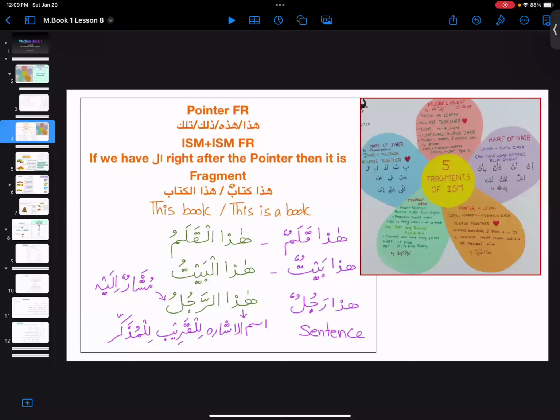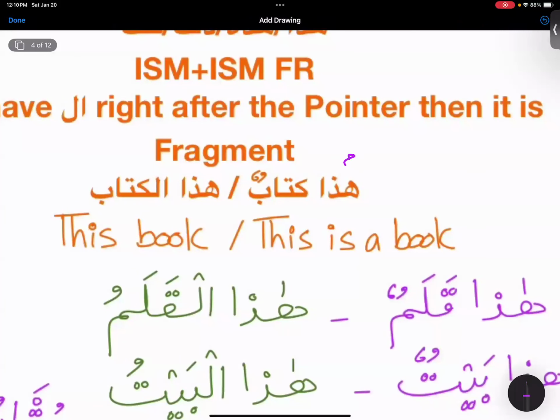Done? Okay, does that make sense to everyone? Idafa fragment and pointer fragment. Can someone repeat when we are going to see a pointer fragment and when we are going to see a sentence? In pointer fragments, after the pointer word, the ism will have al. Then it is a fragment. And when it is just an ism nakira, then it is a sentence. Perfect. And how are we going to label it? If there is no al, then this haza is my mubtada, and kitabu is my khabar. But over here, this al kitabu is my musharun ilay.